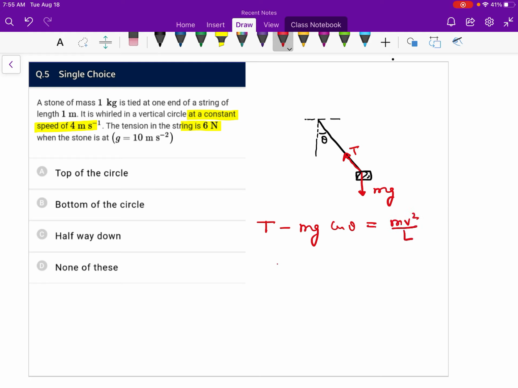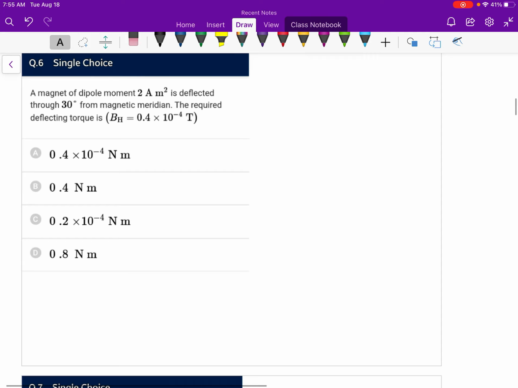So T is 6 Newton, mg is 10 cos theta, mv square by L is 16 by 1. So cos theta is -1, so theta is 180 degree. That means it is at the top of the circle. So A is the correct option.